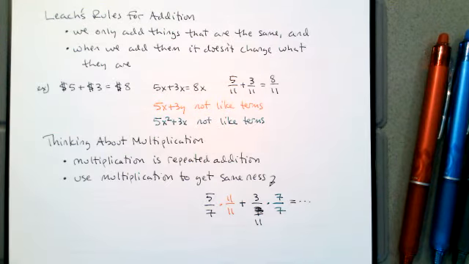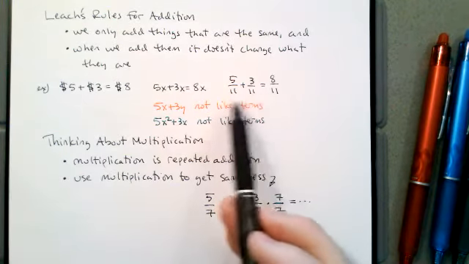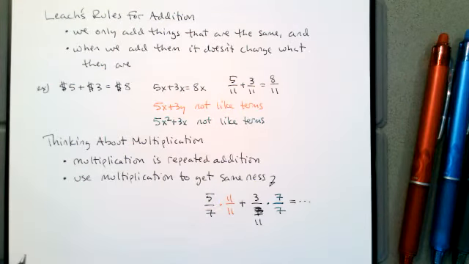So taking that idea, that applies to fractions. Sameness in fractions is a common denominator. So 5 11ths plus 3 11ths will be 8 11ths. The denominator tells us what kind of fraction they are.